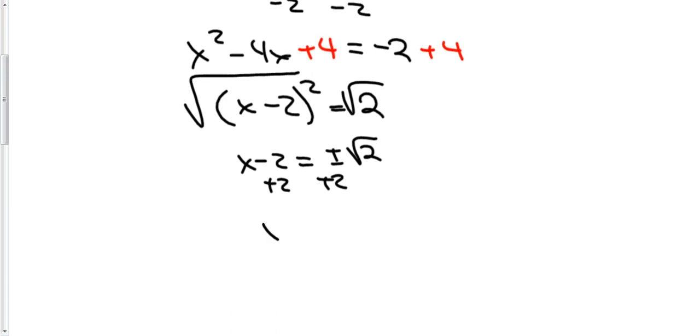Always leave the rational part first, and then the irrational part. So my two answers are 2 plus radical 2 and 2 minus radical 2. And again, remember what that means. Those are the 2 points on the x-axis where the graph of the parabola crosses the x-axis. Okay.